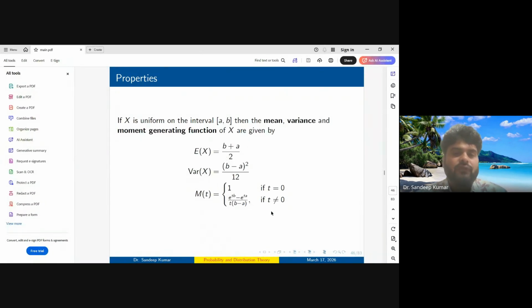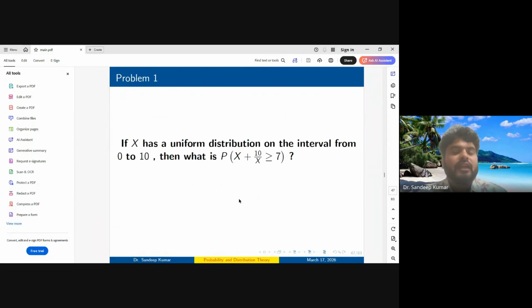Properties: if X is uniform on the interval, then the mean, variance, and moment generating function are as follows. The mean of the uniform distribution is (A plus B) by 2, the variance is (B minus A) whole square upon 12, and the moment generating function is written by this type of expression. Problem: if X has a uniform distribution on the interval from 0 to 10, then what is the probability of (X plus 10) upon X being greater than or equal to 7?